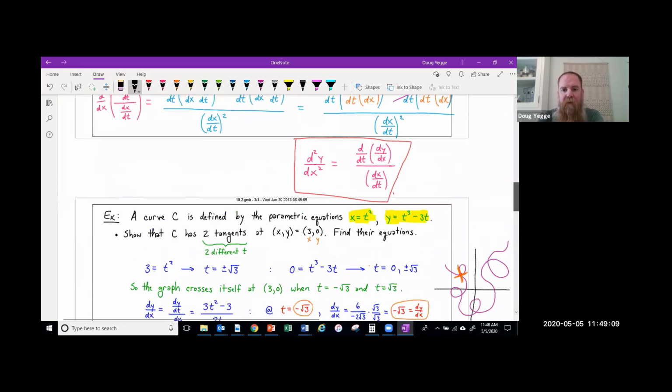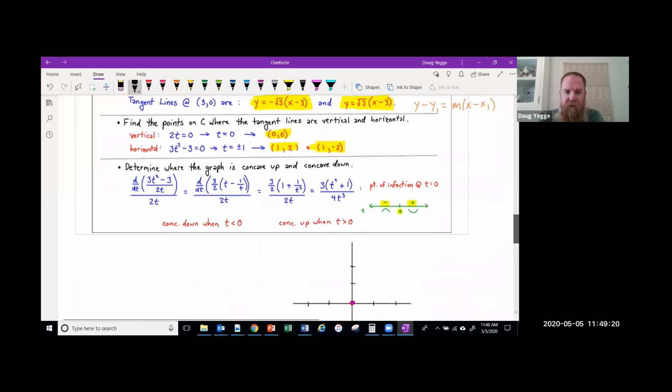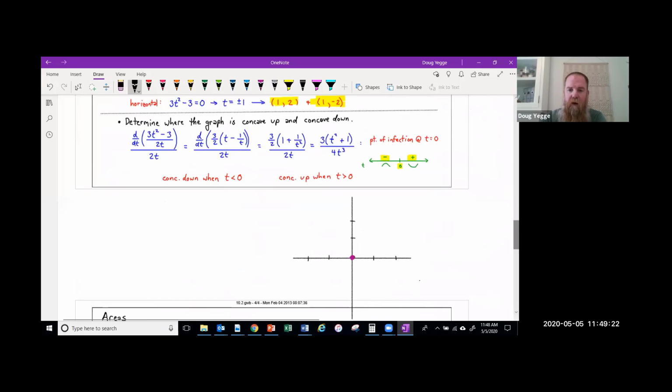I can see first of all that when I square all of the t values, x is going to be positive. If I look at this, it looks like it is 1, 2, and then 1, negative 2. So if I plug in 1, 2, 1, 2 would be right here.